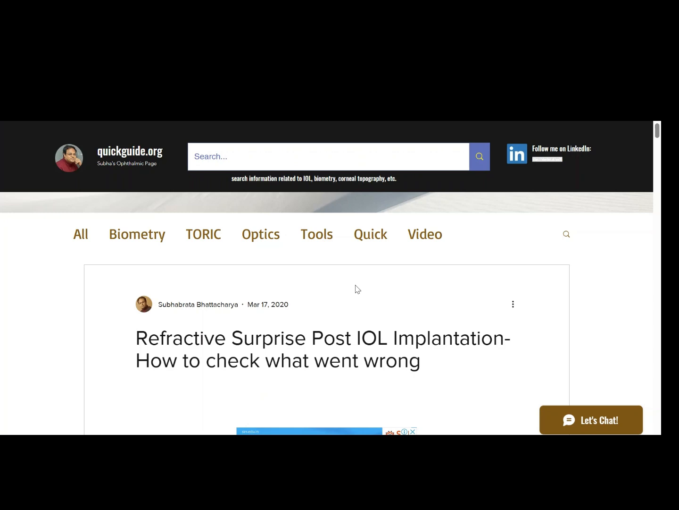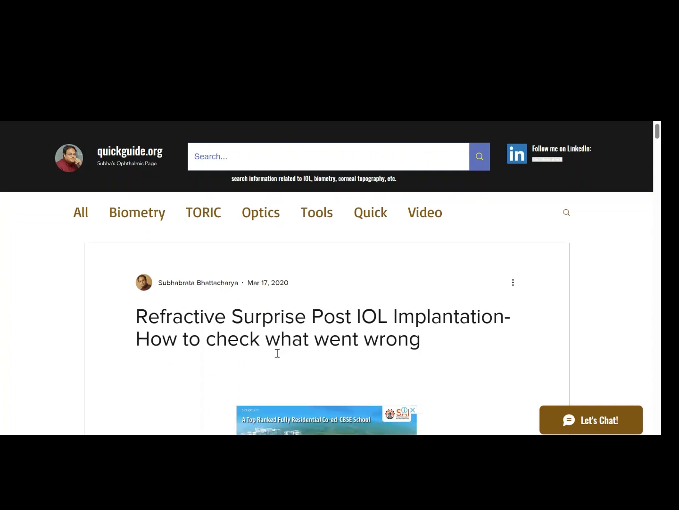Friends, many a times an IOL is implanted for the patient, and after cataract surgery, we find out that there is a refractive surprise. So, under the biometry section, I have this article here: refractive surprise post IOL implantation, and how you could actually check what went wrong. What are some of the things that you need to check? What could have gone wrong, and not repeat the mistake again in the fellow eye.